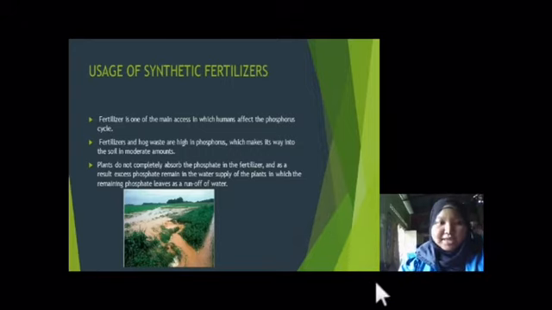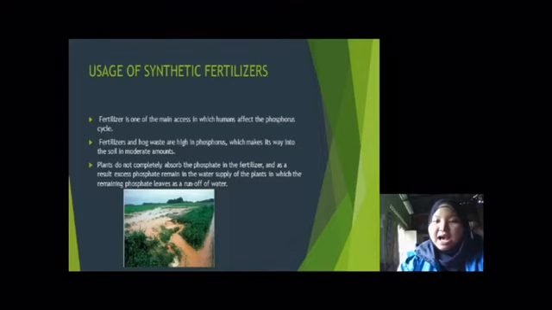Fertilizers and hot waste are high in phosphorus, which makes its way to the soil in a moderate amount, if it is actually in a moderate amount. If the plants do not completely absorb the phosphate in the fertilizer, excess phosphate will remain in the water supply of the plants, in which the remaining phosphate will leave as a runoff of water. So this is an example of the runoff of water.